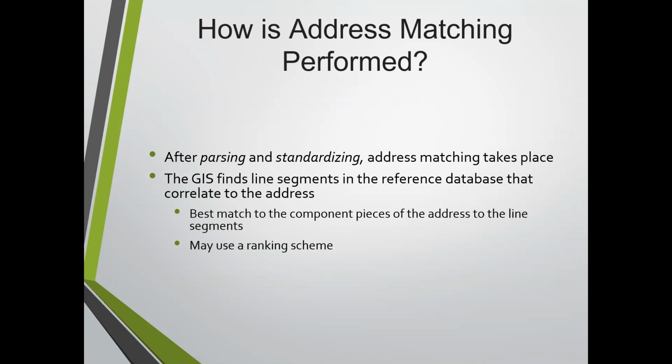You may get a ranking scheme. So it may find, well, like I said, this matches 95%, but you have a couple other ones, maybe one that matches 90 and one that matches 80. So at that point, the user may be directed to, okay, here's several locations, and it's up to you to kind of pick out which is which. Okay, so it may plot a point at the location along the line segment. It may plot several points if it's really ranked it out.